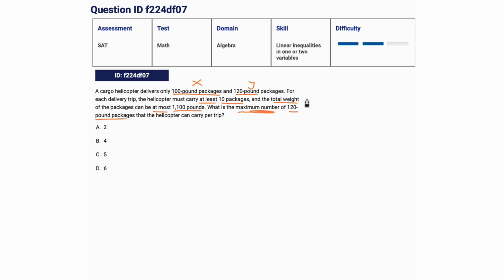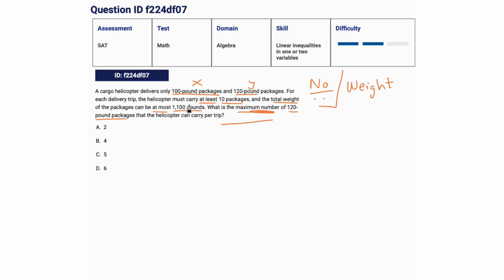All right, next. For each delivery trip, the helicopter must carry at least 10 packages. Here we've said that X are 100-pound packages, and Y is 120-pound packages. And the total number of packages, okay? Here we have two things that we're talking about: the number and the weight. It's very important that you identify the difference between them in this question.